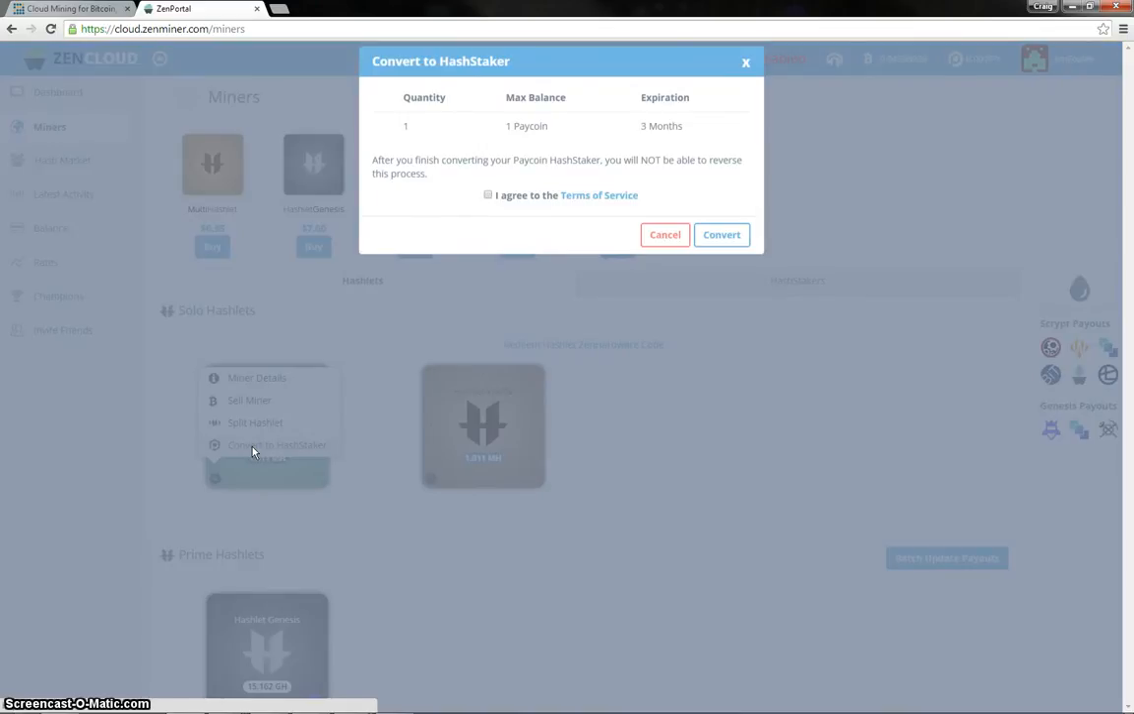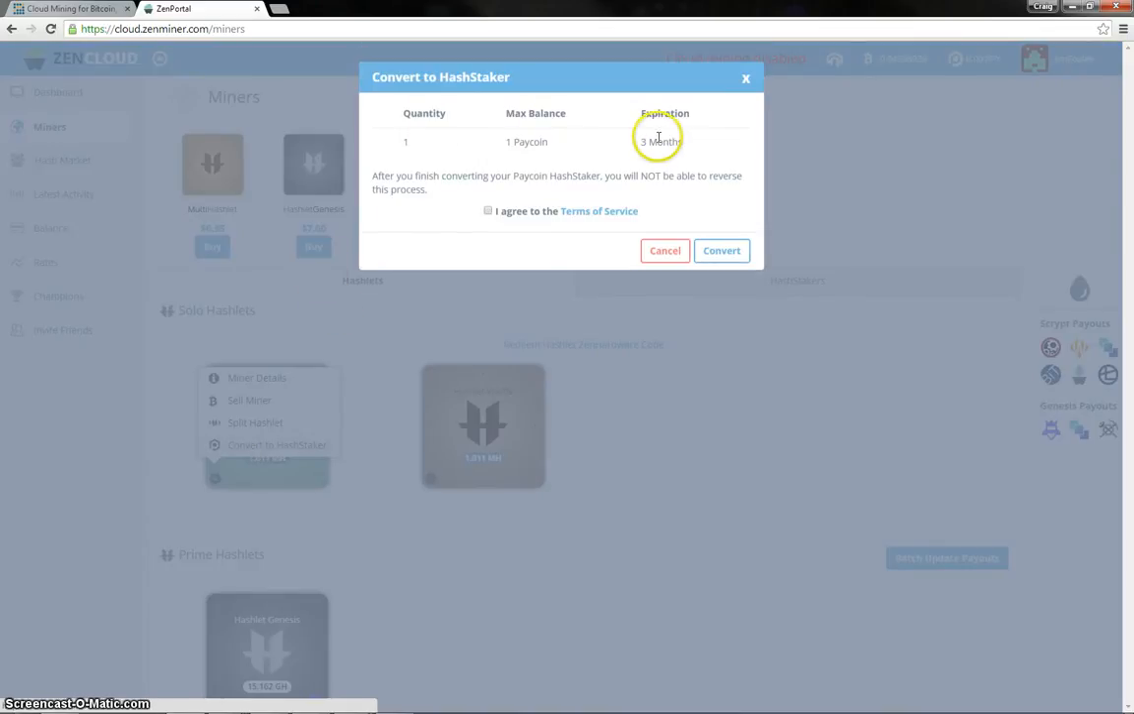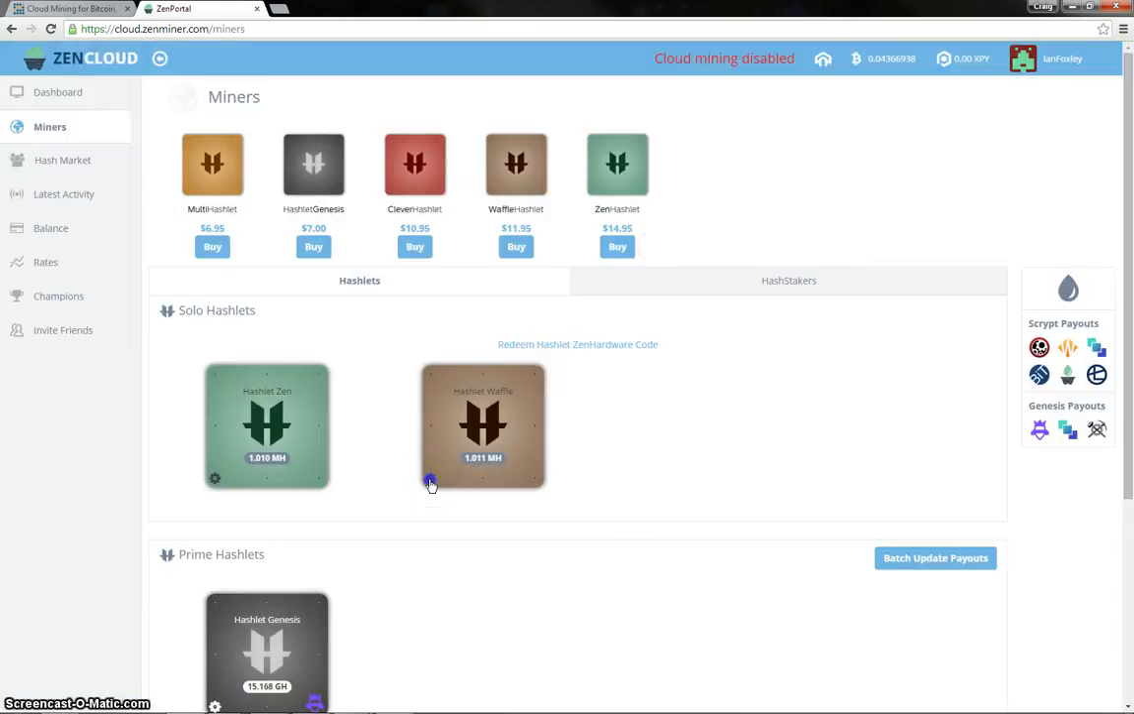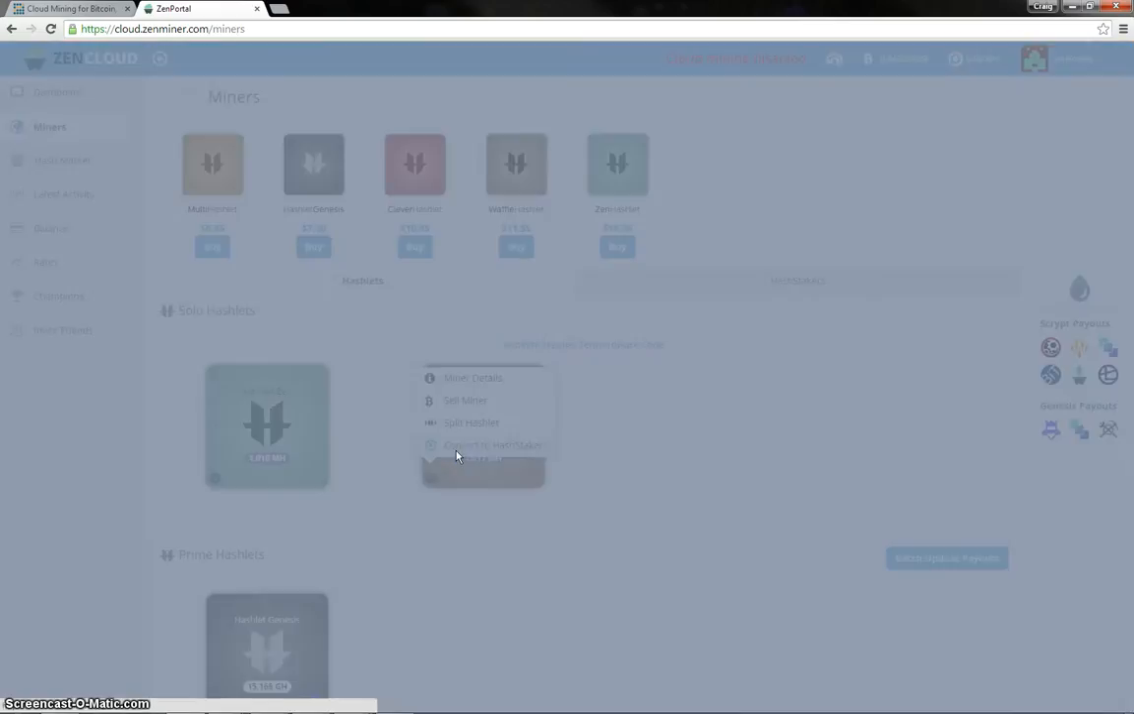I can convert to a Hashstaker. So I can get a 3-month Hashstaker. That means you can stake Paycoin in it for 3 months. So do I want to do that? I don't know. What are your thoughts? Do you think I should convert them to Hashstakers?